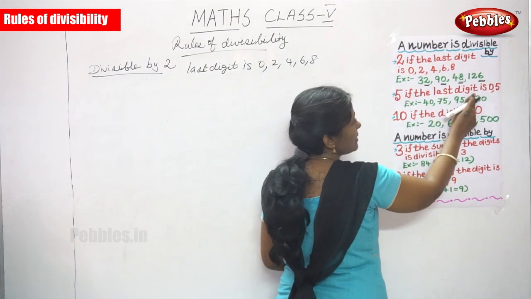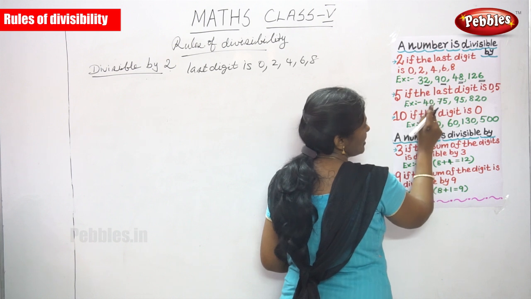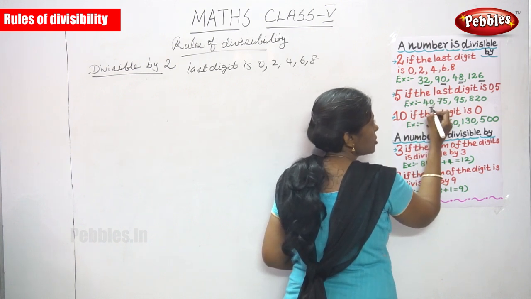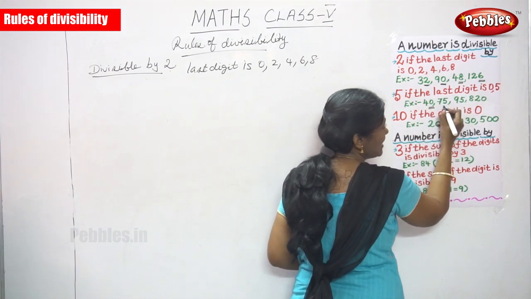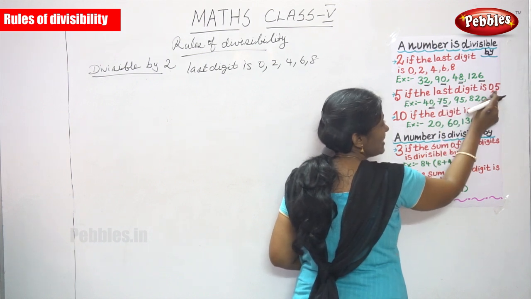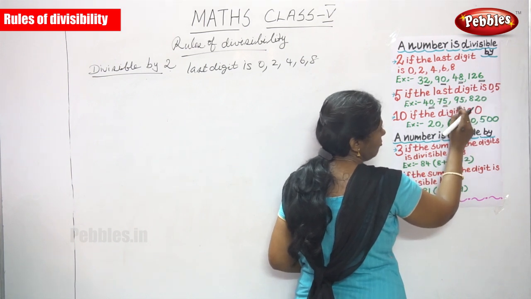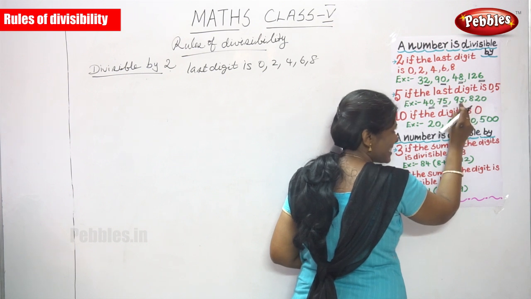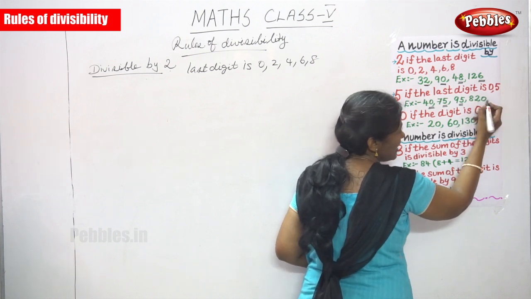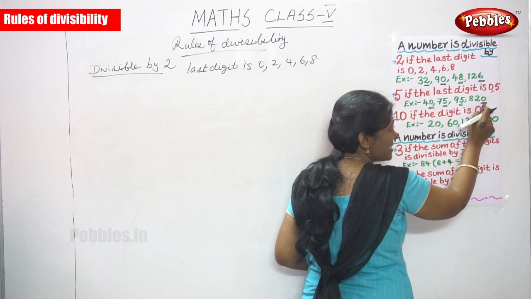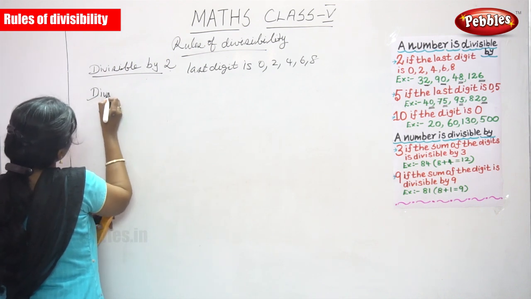So if the last digit ends with 0 or 5, it is divisible by 5. Example 40: the last digit is 0, so it is divisible by 5. 75: the last digit is 5, so it is divisible by 5. 95: the last digit is 5, so it is divisible by 5. 820: this digit ends with 0, so it is divisible by 5.